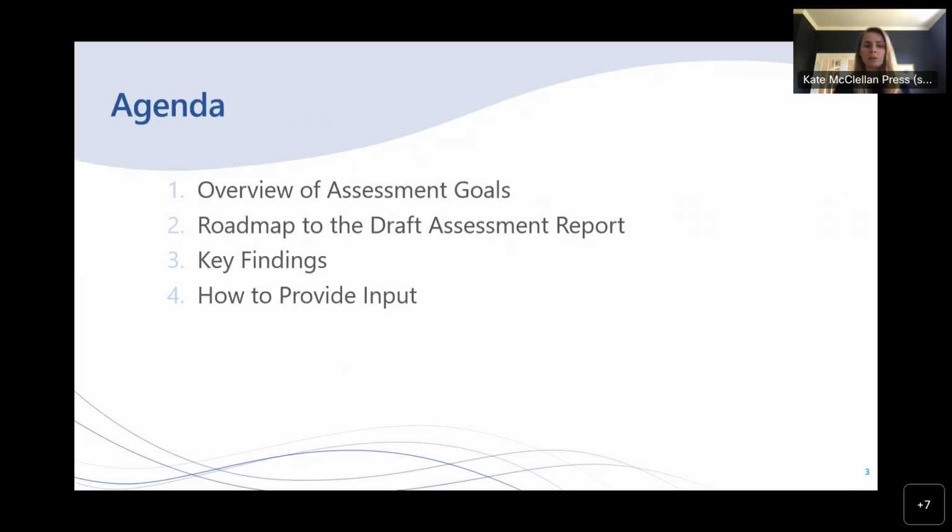Today, we are going to briefly go through an overview of the assessment goals, the roadmap to the draft assessment report, key findings, and then we'll follow up with how to provide input to the request for information.